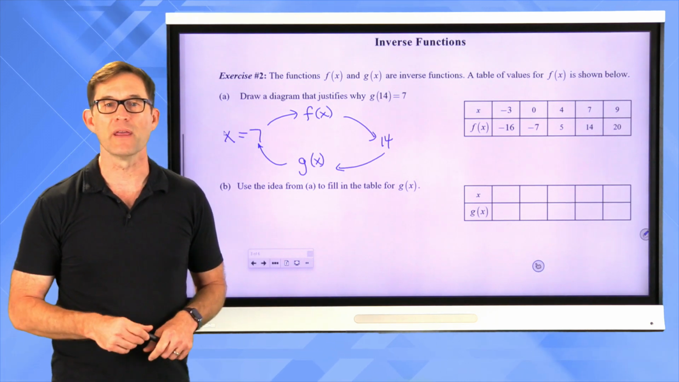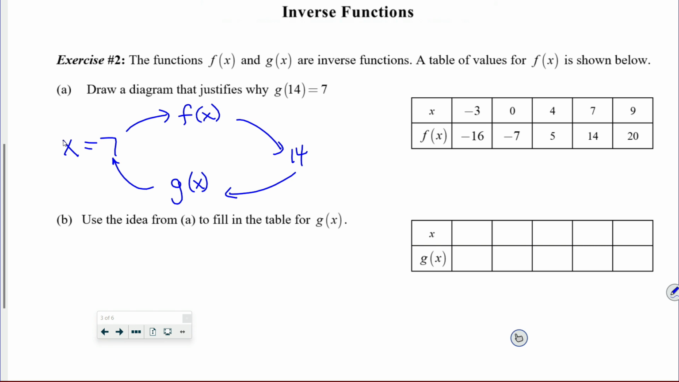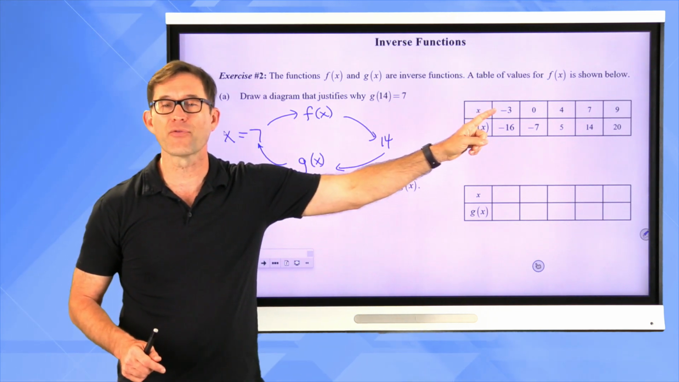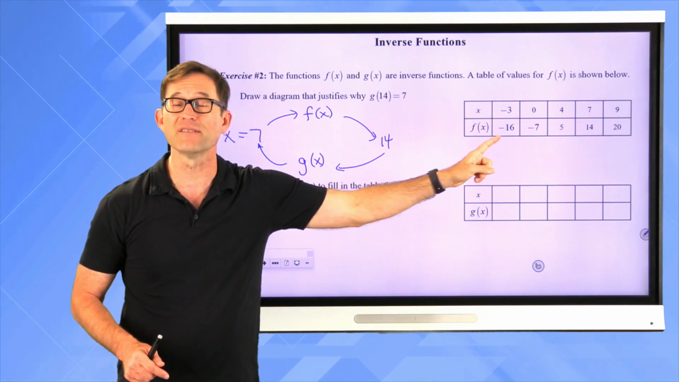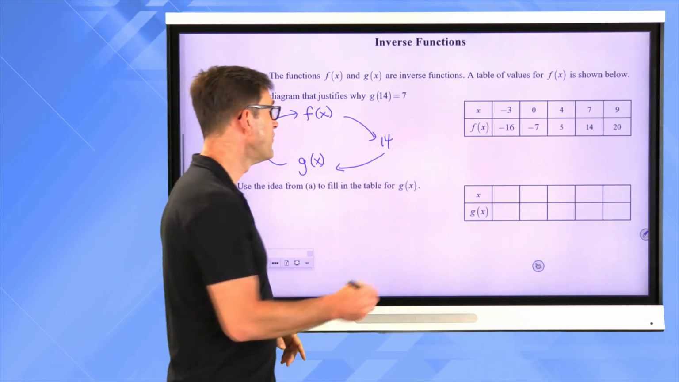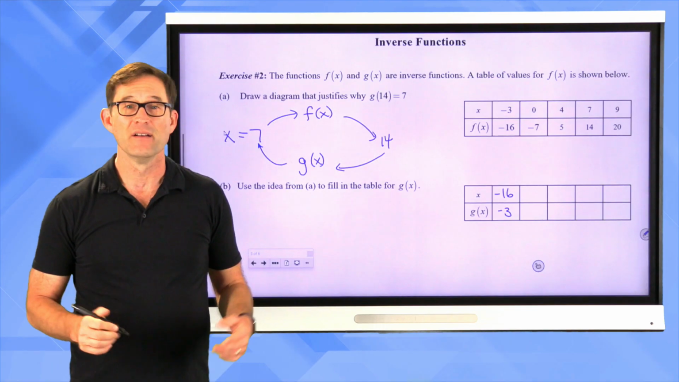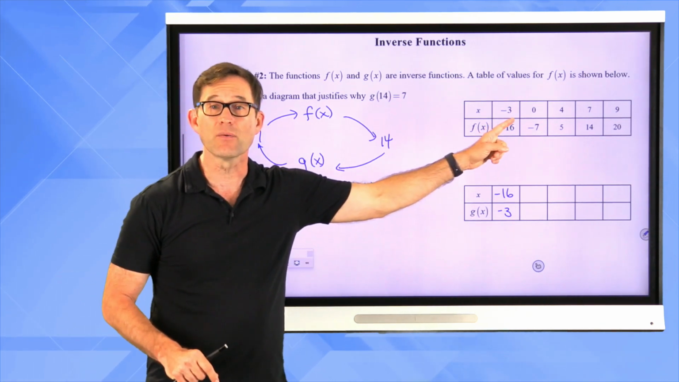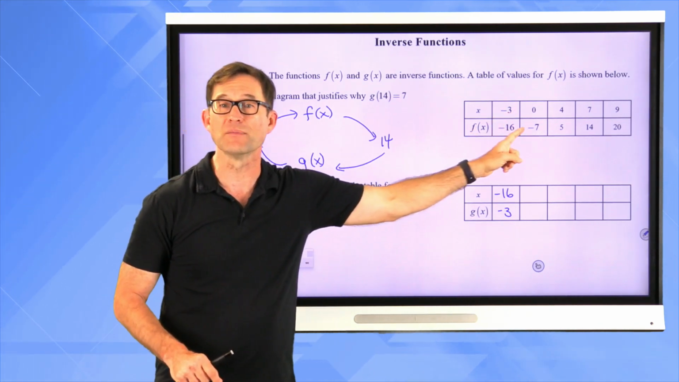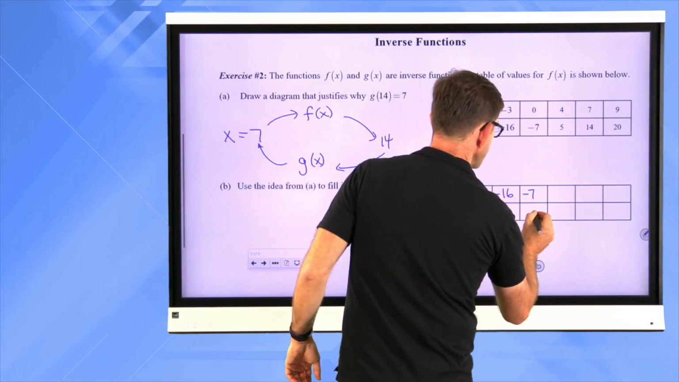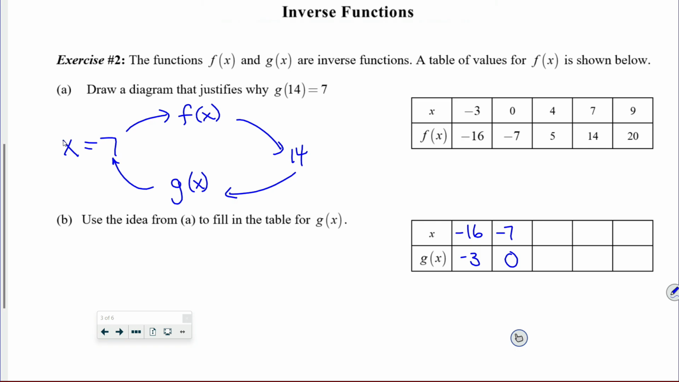Now let's take a look at letter b. Use the idea from a to fill in the table for g of x. Well, again, this is really cool. If I think about f of x, negative 3 goes into f, and what comes out is negative 16. That means if negative 16 goes into g, what must come out is negative 3. Same song, second verse. If 0 goes into f of x, what comes out is negative 7, and if negative 7 goes into g of x, what must come out is 0.